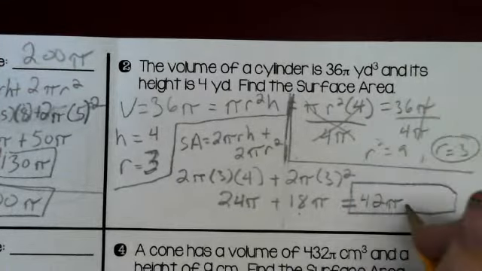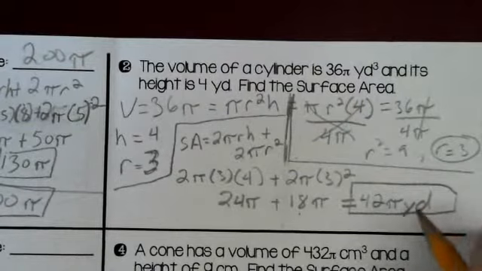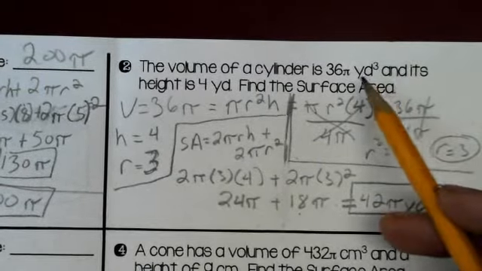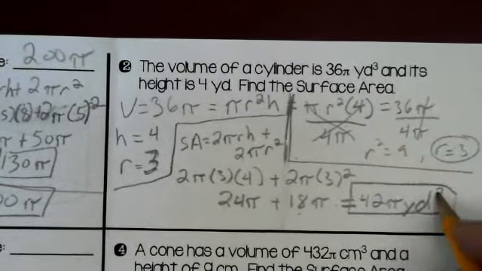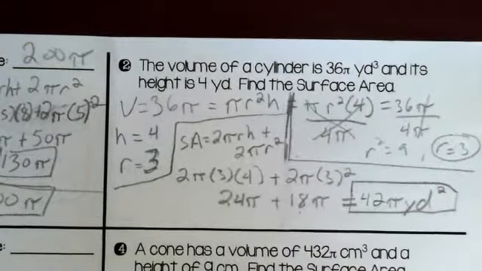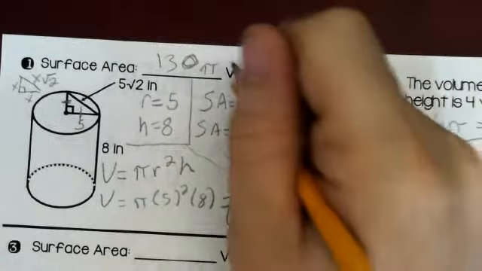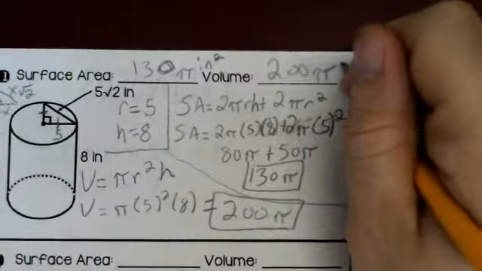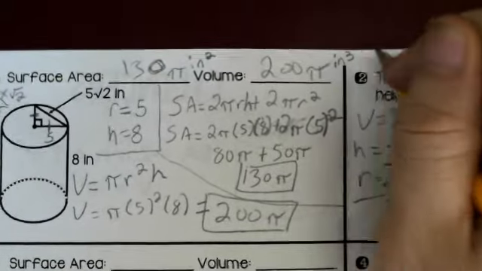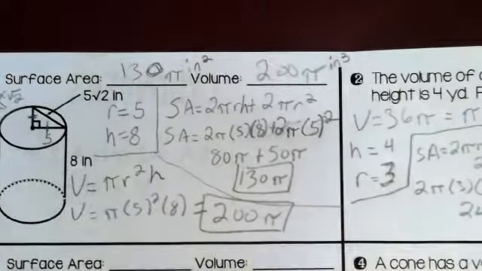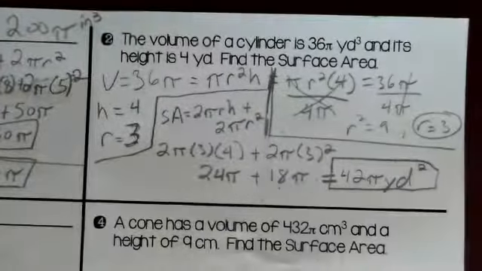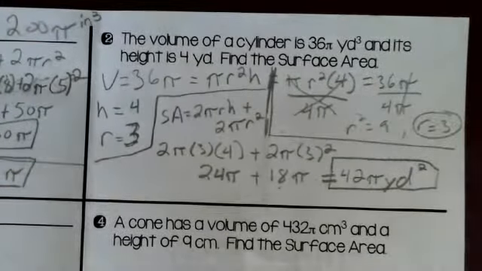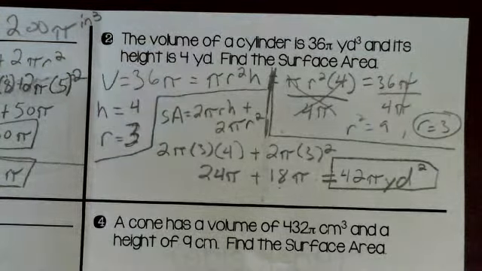And this is in yards. And because it is surface area, these would be square yards. On my original problem, this would be in square inches and cubic inches. And so this is the volume and surface area of a cylinder.